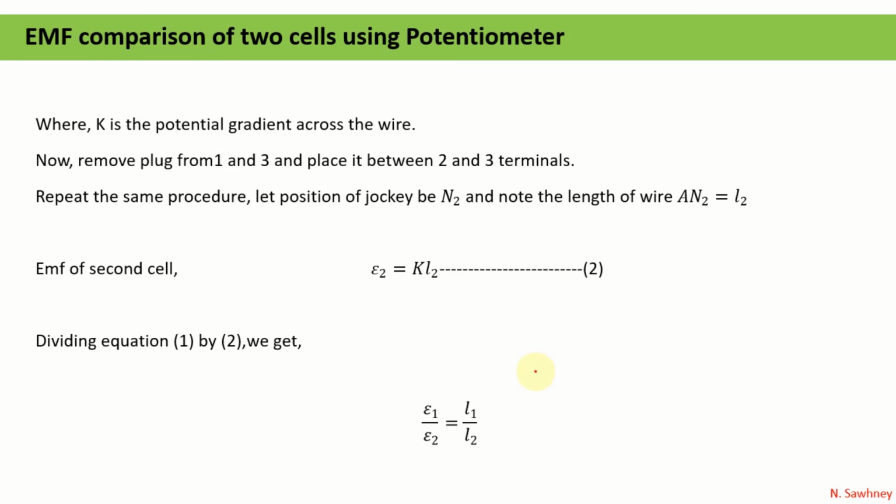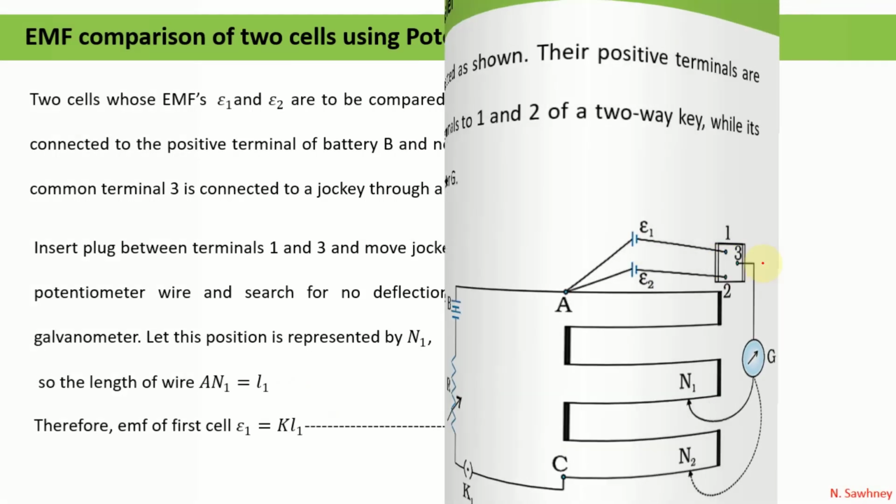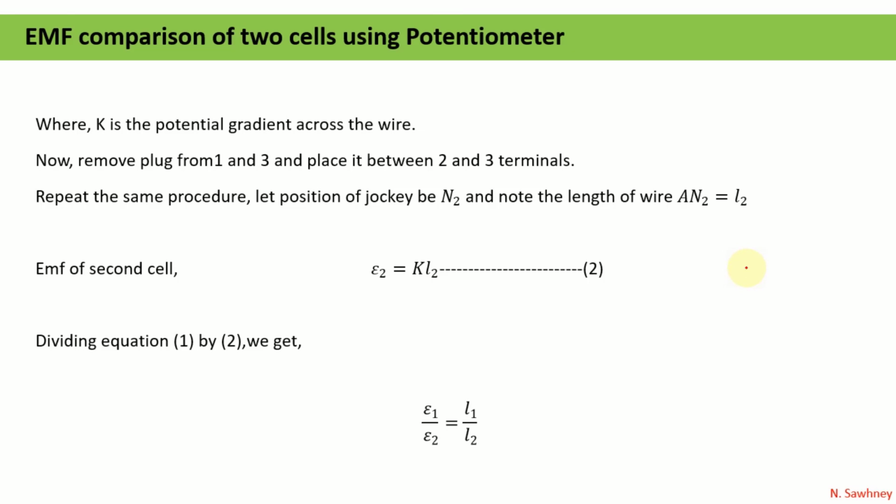Now, remove the plug from 1 and 3 and place the plug between terminals 2 and 3. That means now E2 is in the circuit and E1 is no more in the circuit. So, repeating the same procedure, we search for the null position of the galvanometer on the wire AB. The position is found at N2 and we note the length of the wire. Let it be represented as L2. In a similar manner, the EMF of the second cell E2 will be K times L2.